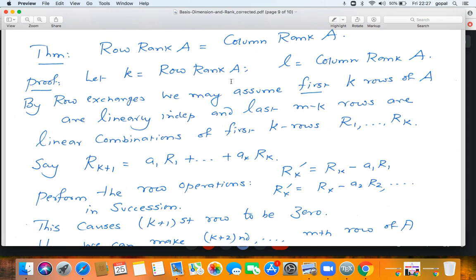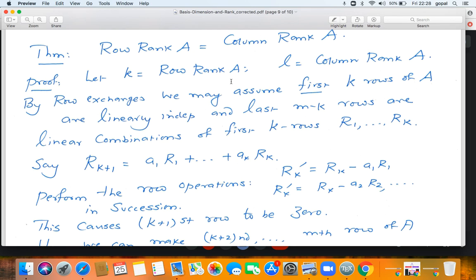Now I'm going to perform a sequence of row operations. What row operations am I going to perform? I'm going to perform r(k+1)' equal to r(k+1) minus a1 r1. r(k+1)' equal to r(k+1) minus a2 r2. There is a typo here. It should be r(k+1)' on the left hand side. So r(k+1)' equal to r(k+1) minus a1 r1, then r(k+1)' equal to r(k+1) minus a2 r2, etc.